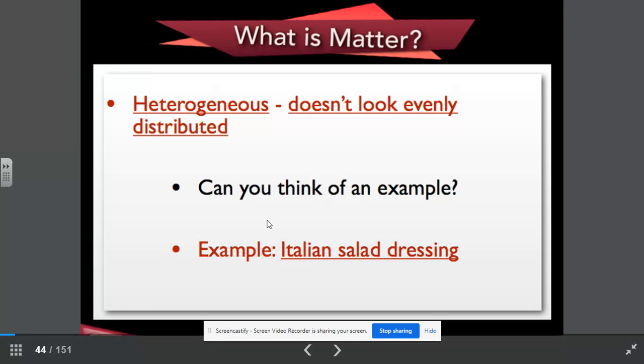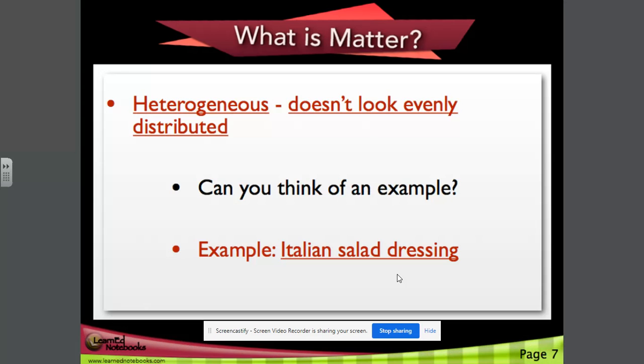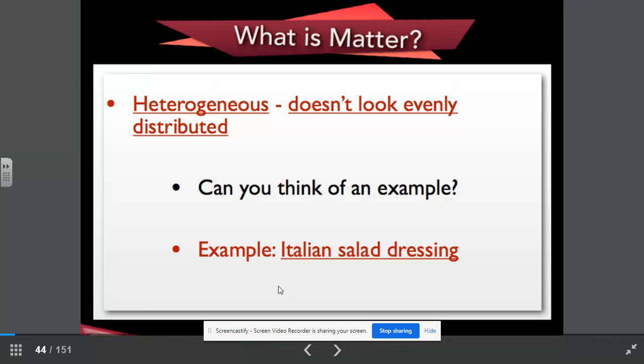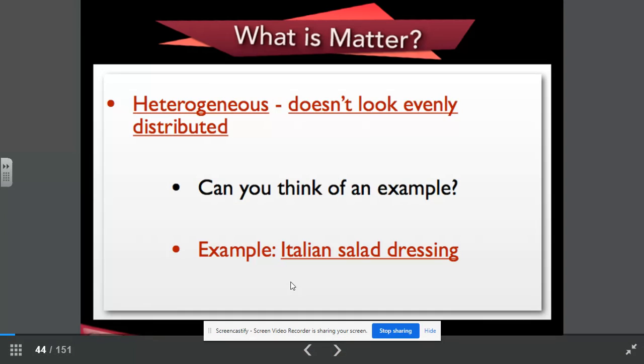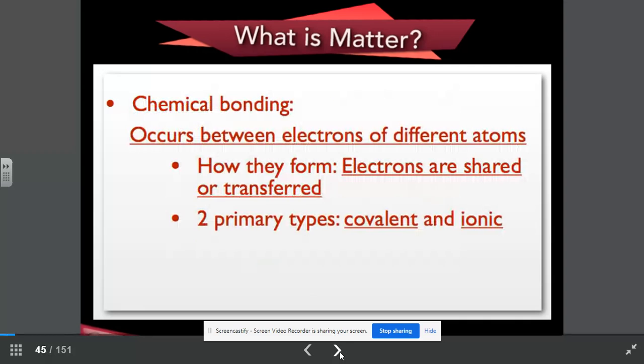Here's another example, Italian salad dressing. You shake it up, and you can see all the different parts of the salad dressing in there. You can see the seasonings, the oil, and the vinegar. Especially when you let it sit for a while, it definitely will separate out. That is a heterogeneous mixture. Remember, homo means same, heterogeneous means different. You can see the different particles and they will definitely separate out.